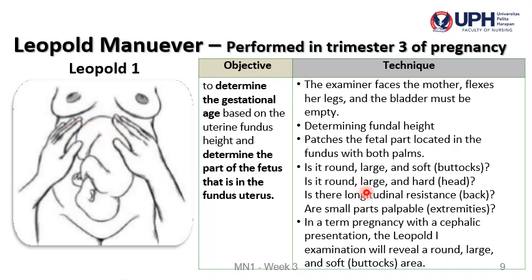You will have to recognize, is it round, is it large, is it soft? If it's soft, it's probably the buttock. If it's round, large, and hard, it could be the head. If it's longitudinal, long and resistant, it's probably the back. And if you can touch the small parts of the baby, then it means probably these are the extremities. Well, in the term pregnancy with cephalic presentation, this Leopold 1 will reveal a round, large, and soft buttock area.